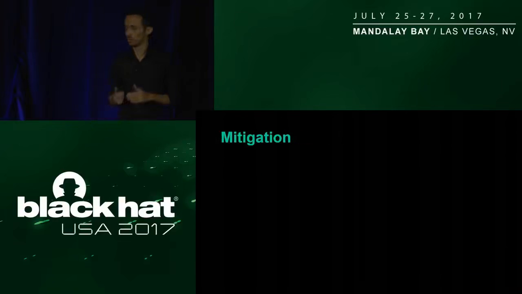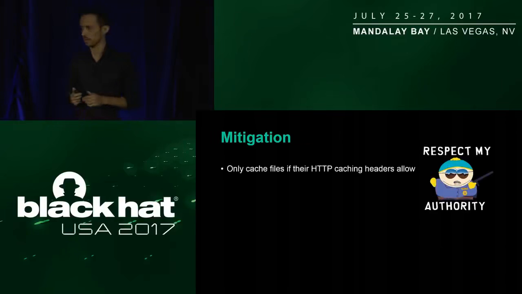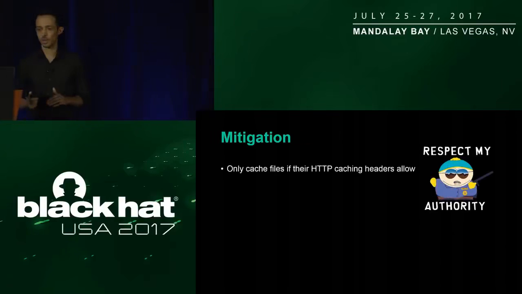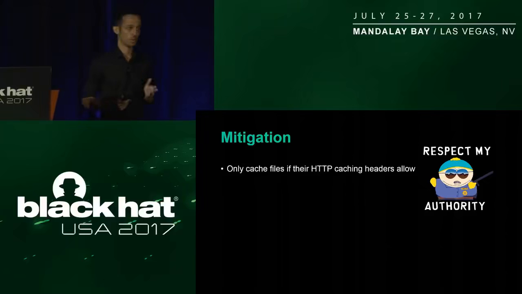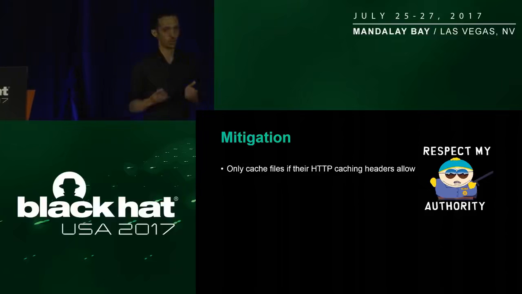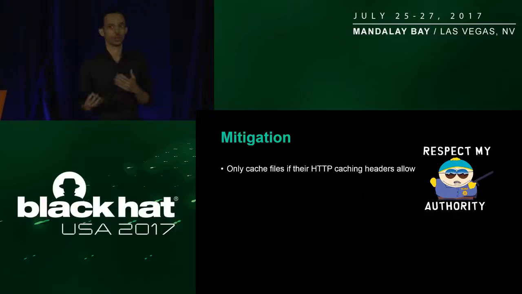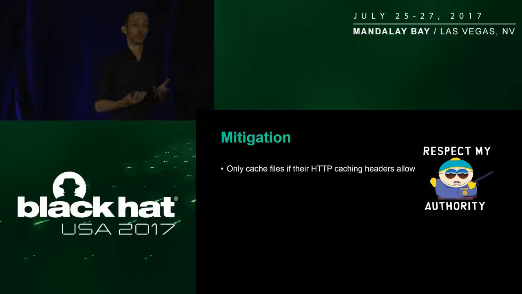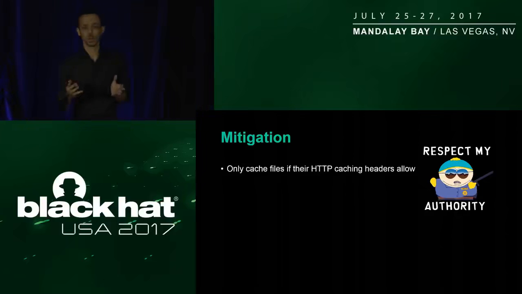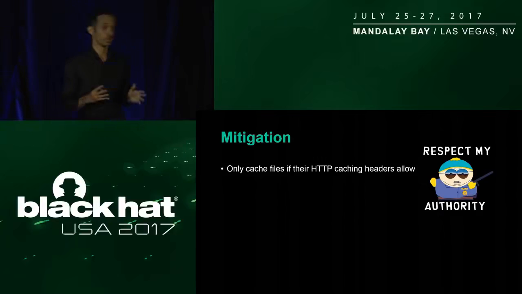Okay, so how can this be prevented? There are a few ways to do so. You can only cache files if the HTTP caching headers allow. Now here, sometimes there are good reasons to disregard or to override the caching headers that arrive from your web server. If you can avoid it, then you probably should. But if you need to override or disregard these caching headers, there are other things that you can do in order to prevent your application from being vulnerable to web cache deception. Let's have a look at them.